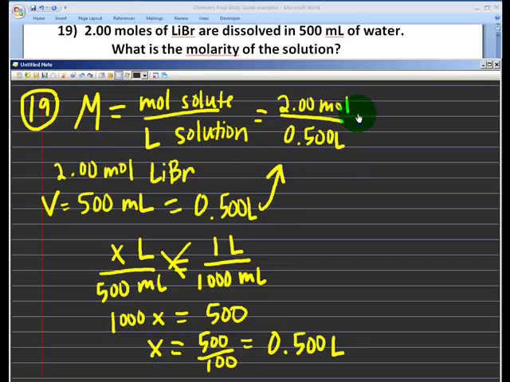So I'm simply going to put that up in my equation, 0.500 liters, and I get an answer of 4 moles over liter, or simply you can say 4 molar. And that is your answer for number 19. 4 molar is the molarity of the solution.